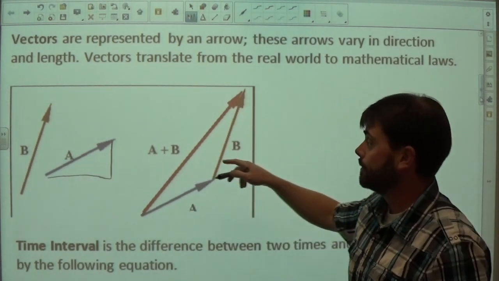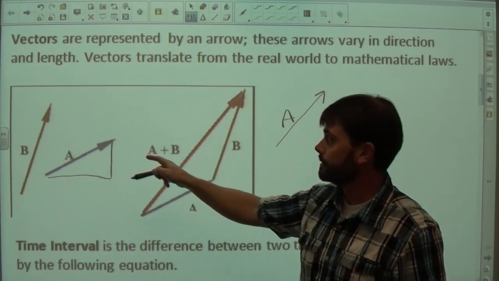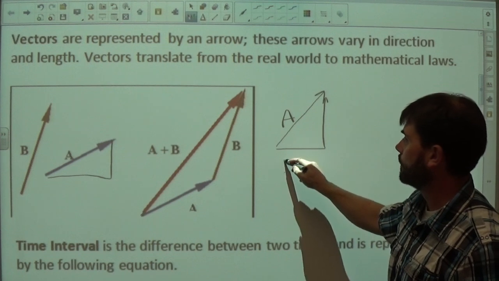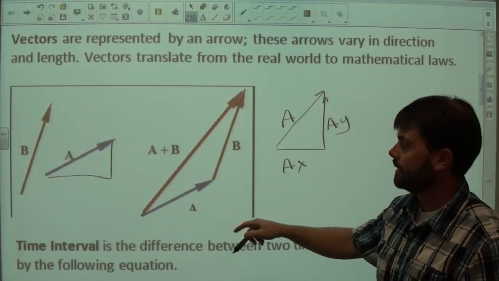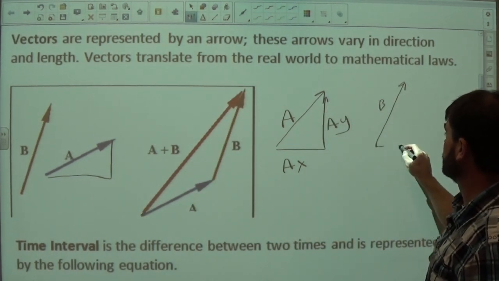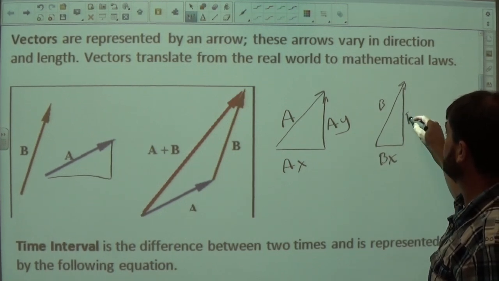Simply put, a vector can be broken up into two components. If this is vector A, you can always break it down into horizontal and vertical components, which you would call A of X and A of Y. You can do the same thing for vector B. Even though it's pointed in this direction, we can break it up into the X and Y components. So this is B of X and B of Y.